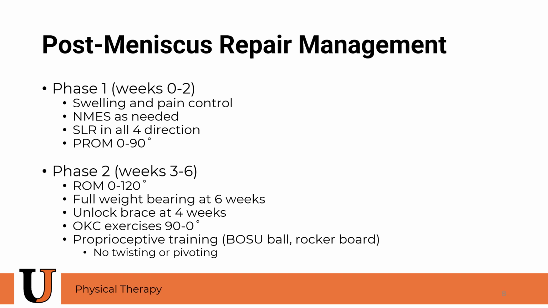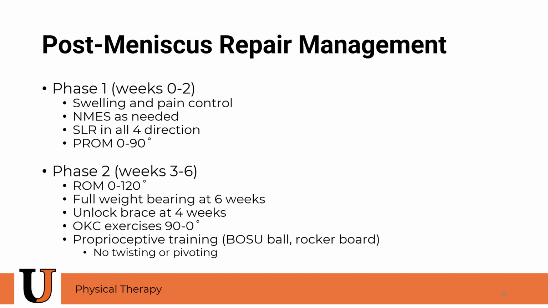For phase 1, that's typically week 0 to 2. You're mostly going to be focusing on pain and swelling control. If the patient does have quad inhibition, you may consider using NMES to induce that quad activation. One exercise you may consider using is straight leg raises in all 4 directions. The range of motion goal here is to get to full extension and 90 degrees of flexion.